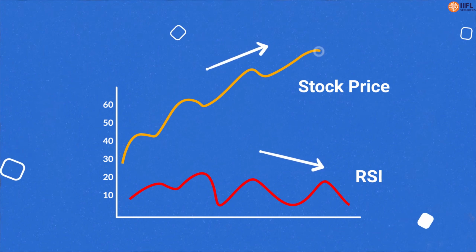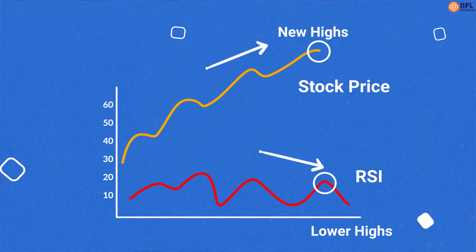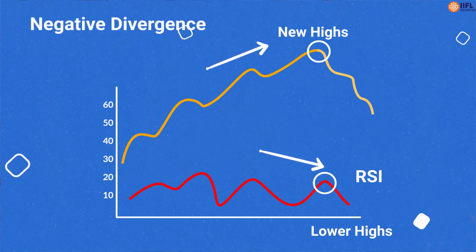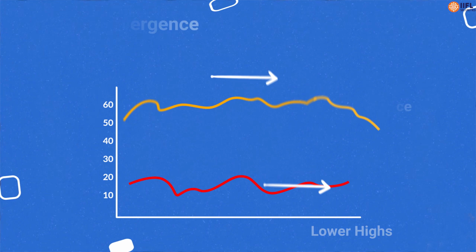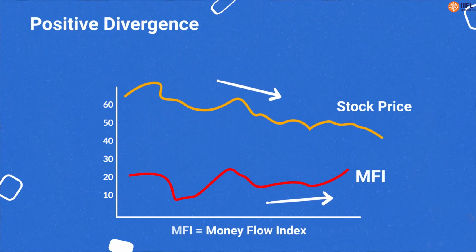As stock price reaches new highs, RSI can touch lower highs. This is a negative divergence. It could suggest that the price is about to reverse and fall. A positive divergence happens when a price movement is touching lows, but a technical indicator is moving in the opposite direction.